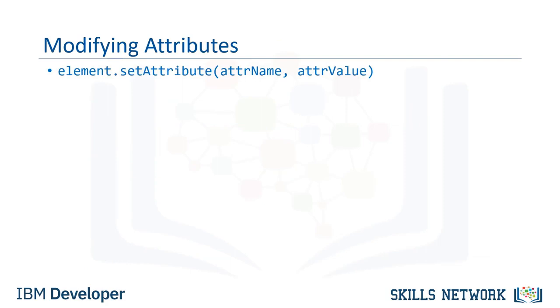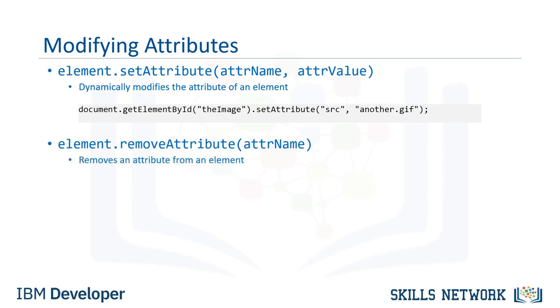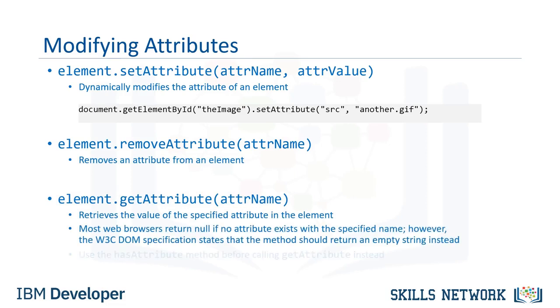The function element.setAttribute with parameters attribute name, attribute value dynamically modifies the attribute of an element. In the example, the src attribute of an element with an ID of image is set to a different target image. The function element.removeAttribute(attribute name) removes an attribute from an element. The function element.getAttribute(attribute name) retrieves the value of the specified attribute in the element, if it exists.